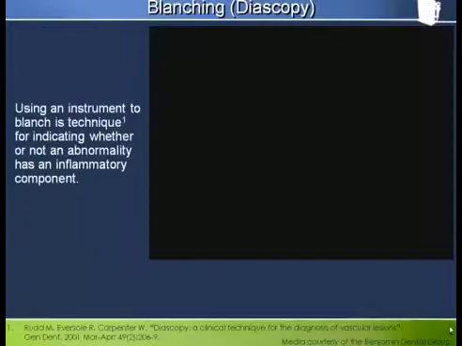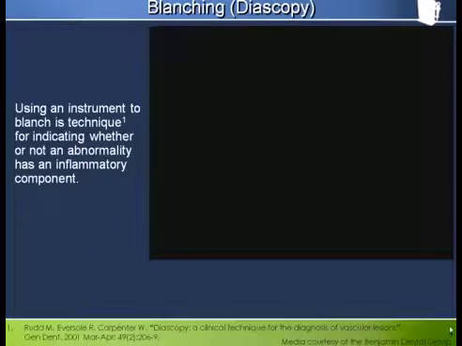Blanching a lesion using diascopy has been a differential diagnosis technique in assessing oral lesions for a number of years. It involves compressing the tissue with a tool to locally empty blood vessels and thus reveal the vascular nature of a particular lesion. Inflammation, which involves intact, dilated blood vessels, will typically blanch. Due to the high contrast under fluorescence visualization, using an instrument to blanch a dark area under VELscope can be a useful technique for indicating whether or not an abnormality has an inflammatory component.